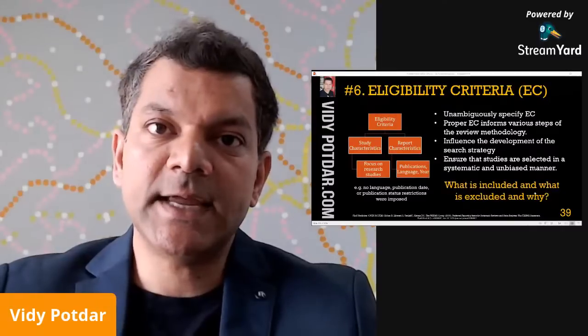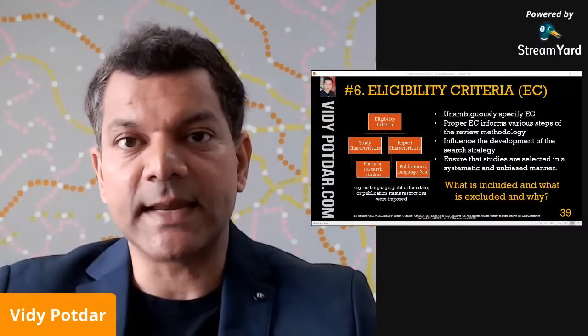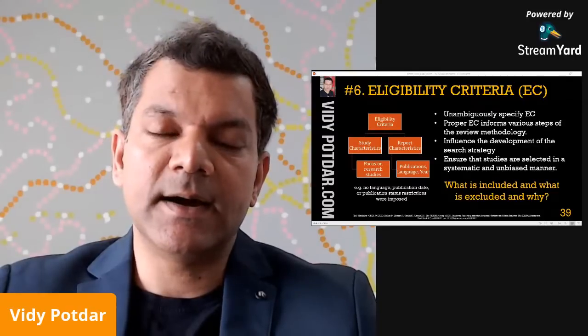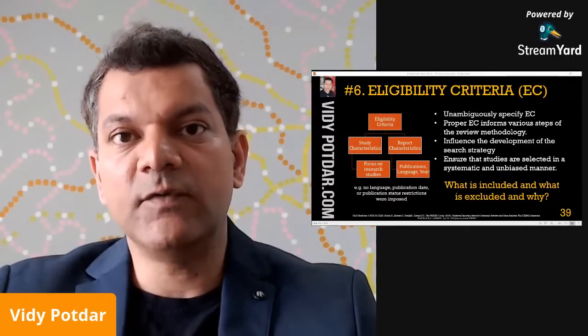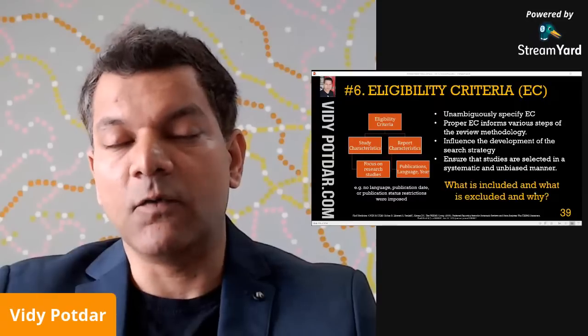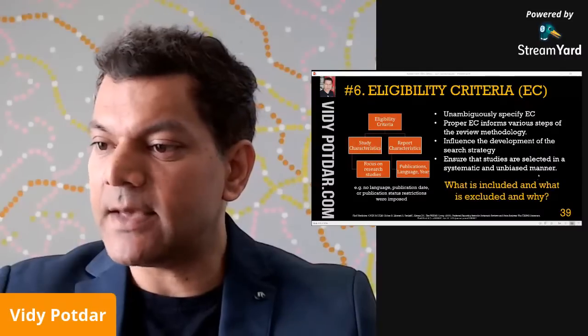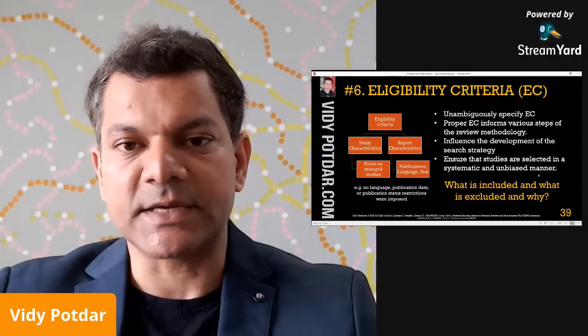So inclusion states what type of papers will be selected, like journal papers. And exclusion defines what type of studies we will exclude. That happens in the eligibility criteria. We will see examples of this in the next section.